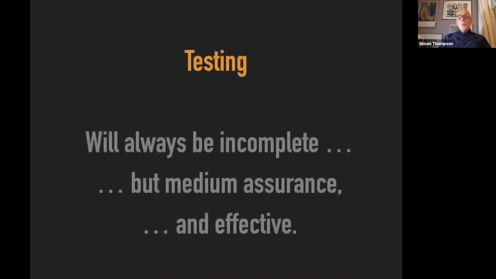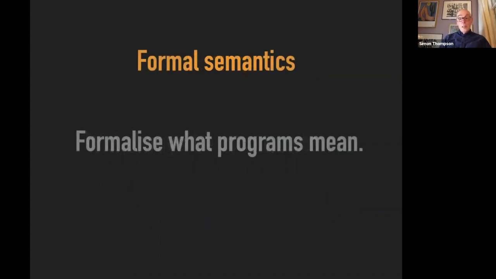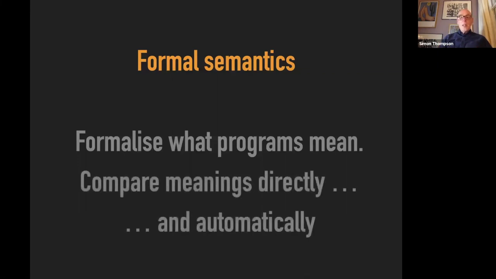But testing will never be complete. It gives us assurance, it's effective, but it isn't guaranteeing in the same way that verification will do. So what we can think of instead is, if we have a formal semantics, some way of formalizing what programs mean, we can compare meanings directly and automatically. Wouldn't that be nice?